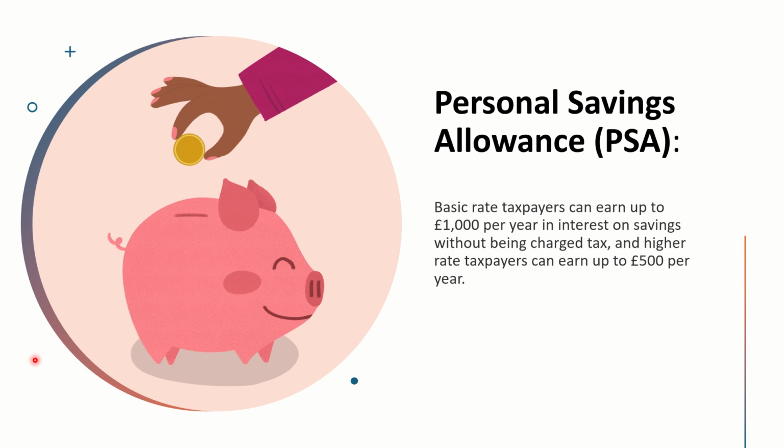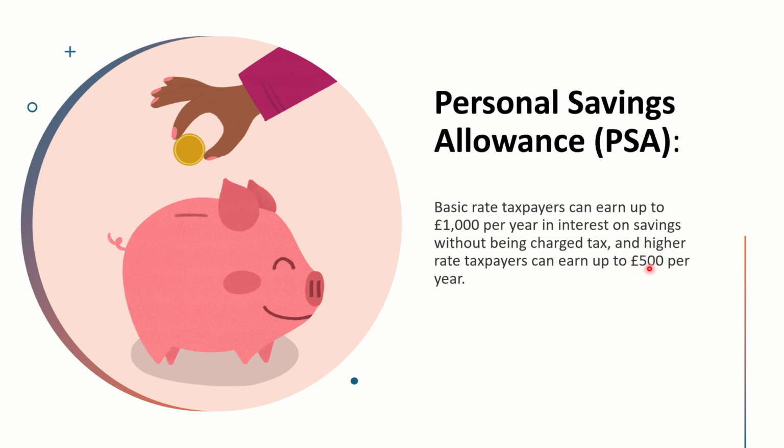And as for that, the personal saving allowance is the amount of money you can save and you can earn without paying any taxes. So based on the tax amount you pay, for a normal person paying 20% tax, he can have an income of £1,000 per year from interest or dividends, and he doesn't have to pay any taxes on it. If you are in the higher tax bracket of 40%, then that allowance is up to £500 per year.